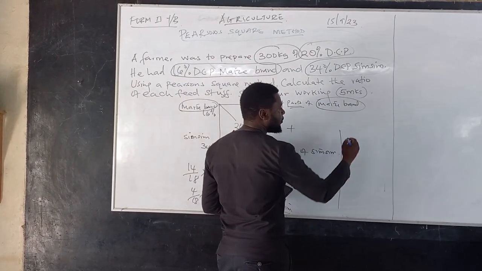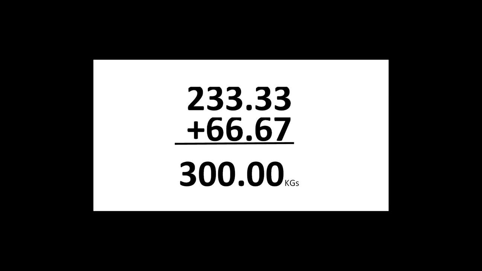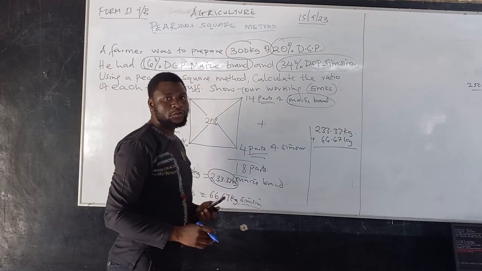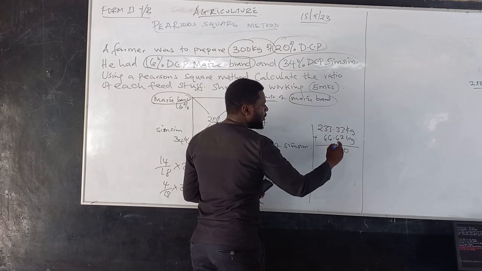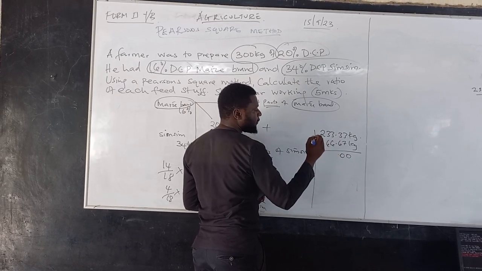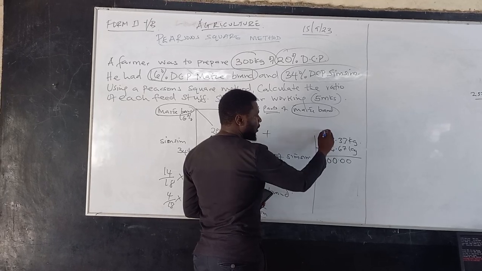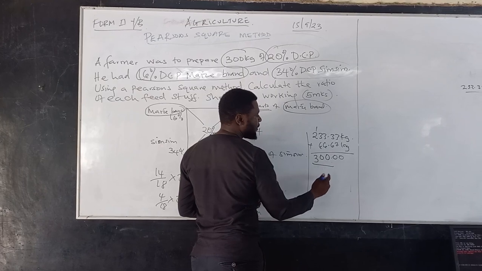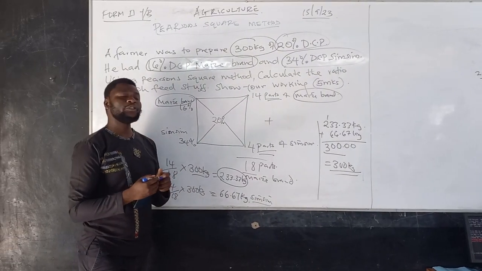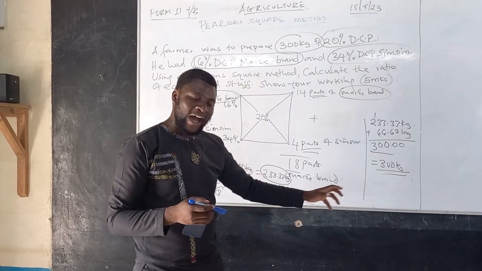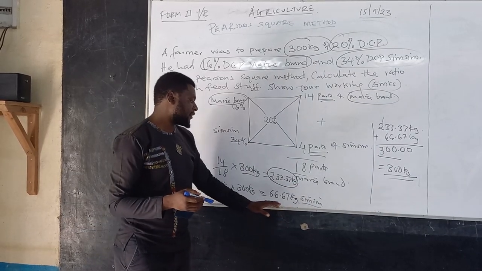To confirm whether you are in the right procedure, you add the number of kgs. 233.33 kgs added to 66.67 kgs should give you the total number of kgs this farmer should use. Adding: 3 plus 7 is 10, we write zero and carry one. 1 plus 3 is 4, 4 plus 6 is 10, we carry one. Again 1 plus 3 is 4, 4 plus 6 is 10, we carry one. Then 1 plus 2 is 3. So we realize that we get the total number of kgs the farmer requires to use, and so the number of kgs of each feedstuff is correct.